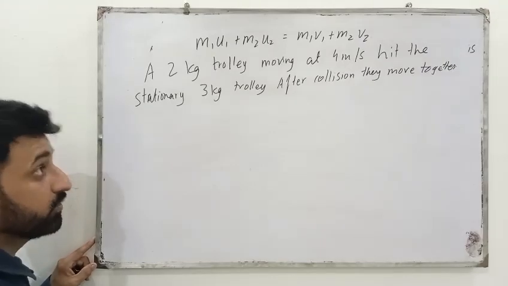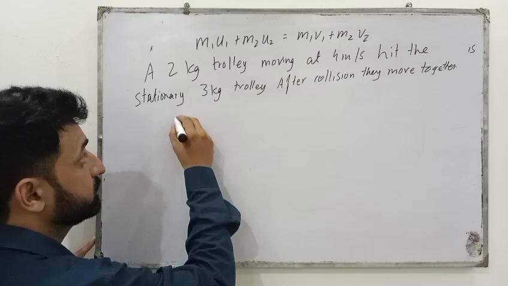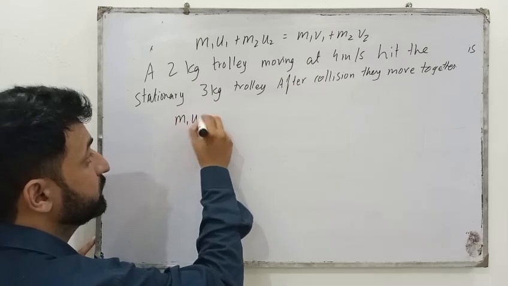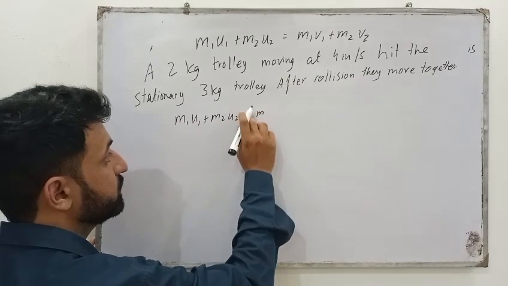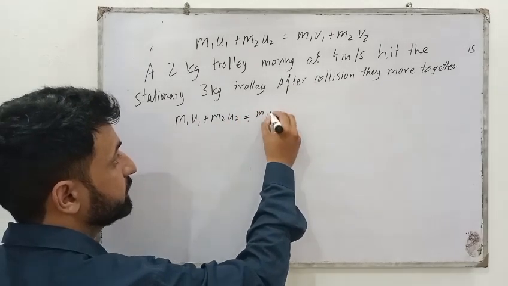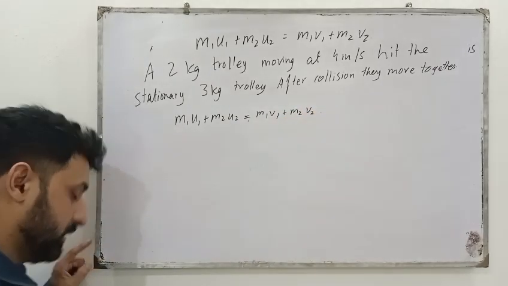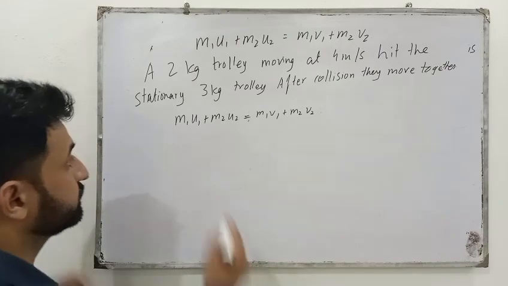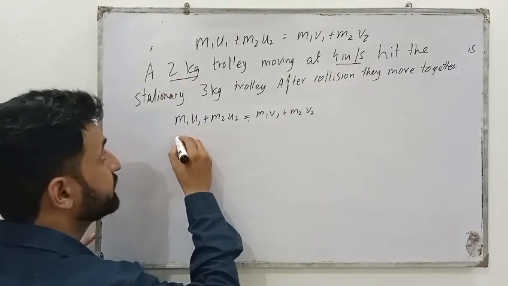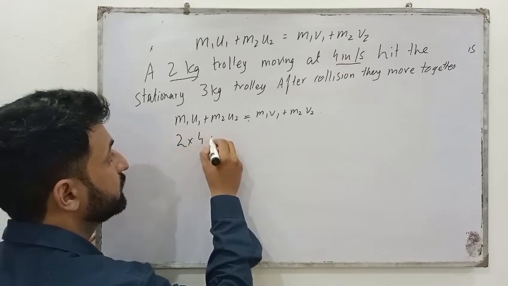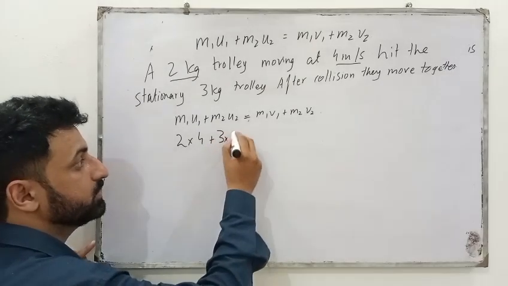What is the momentum of both objects before the impact? So that is m1 u1 plus m2 u2 is equal to m1 v1 plus m2 v2. Now m1 u1 is 2 kg and it is moving at 4 meter per second. So 2 into 4 plus m2 is at stationary point, so 3 into 0 is 0.